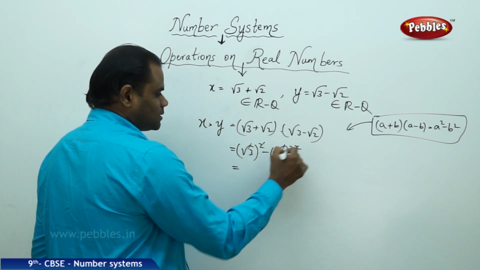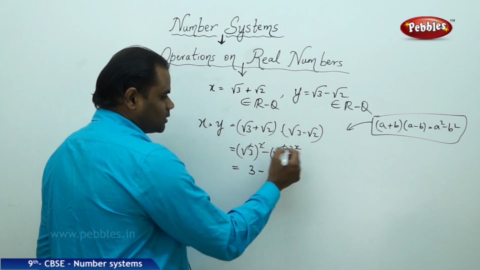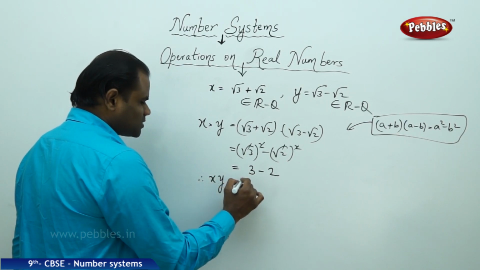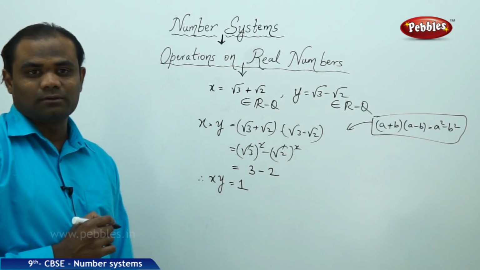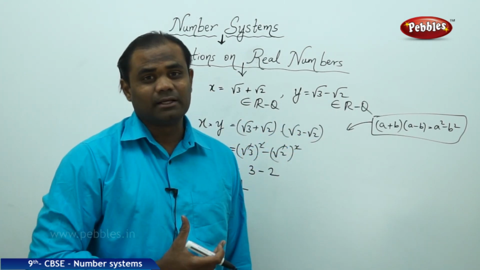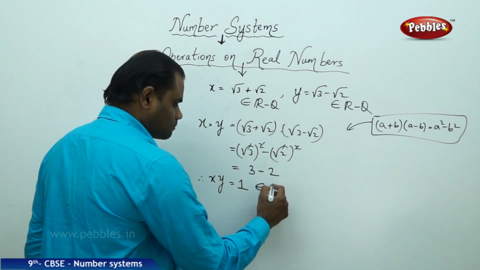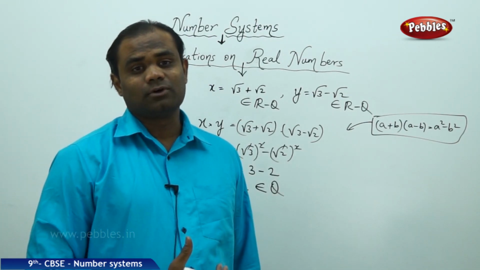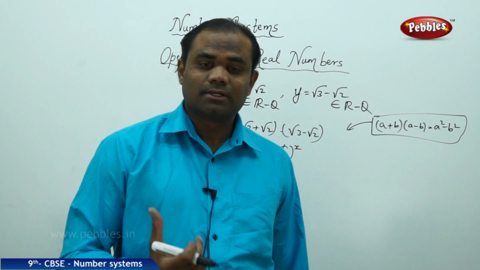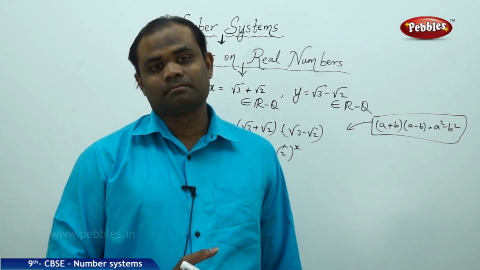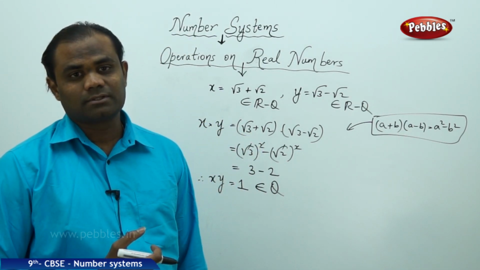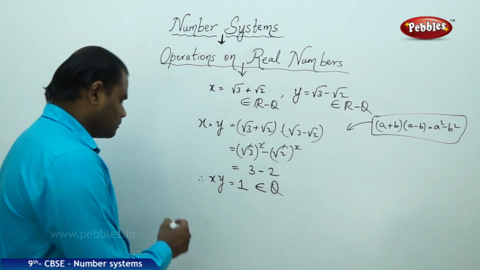So root and squares cancel. So root 3 square is 3 and root 2 whole square is 2. Therefore, my product xy is 3 minus 2, which is 1. Now clearly I identify that two irrational numbers, when multiplied, are giving me a rational number. Moreover, it's an integer or a natural number or a whole number. So the product of two irrational numbers can yield a rational number, is how we identify the concept of rational numbers connected.